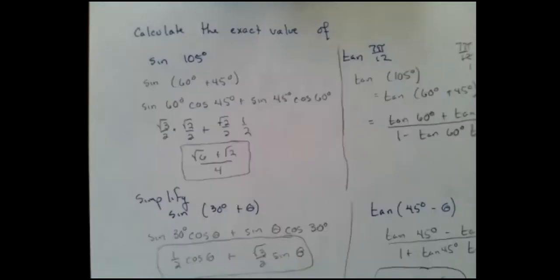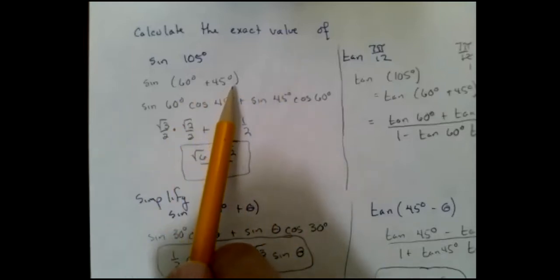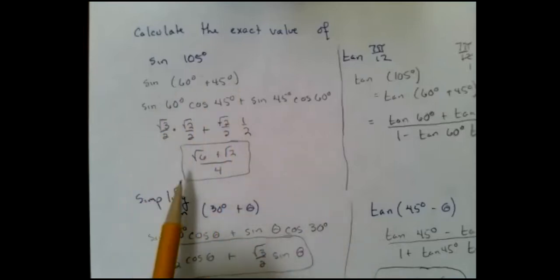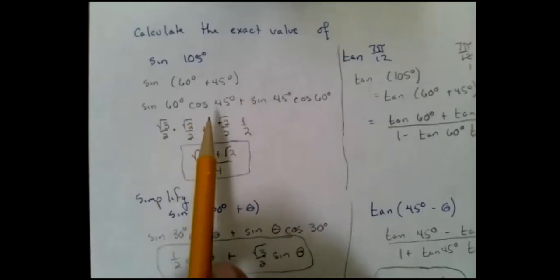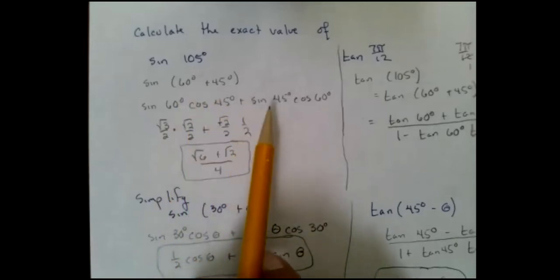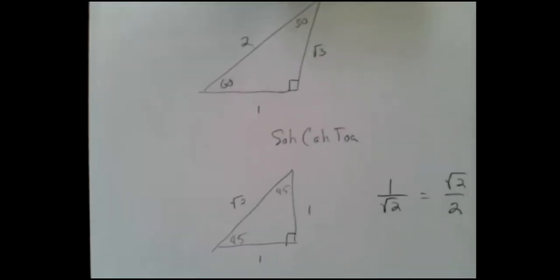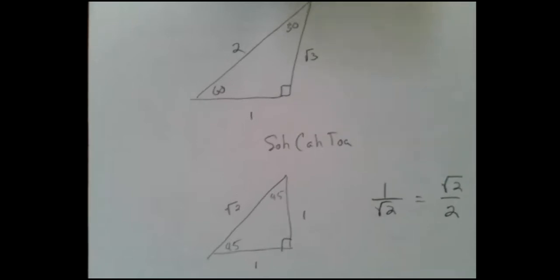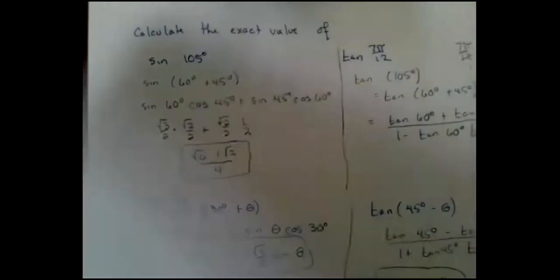Let's start with the sine of 105. I rewrote it as 60 plus 45. Anybody else get the answer square root of 6 plus square root of 2 over 4? Good. Sine of the first, cosine of the second, plus sine of the second, cosine of the first. Boom. First thing I'd do when I take a test is write these down so I can keep referring back. You might want to do that for the next test.